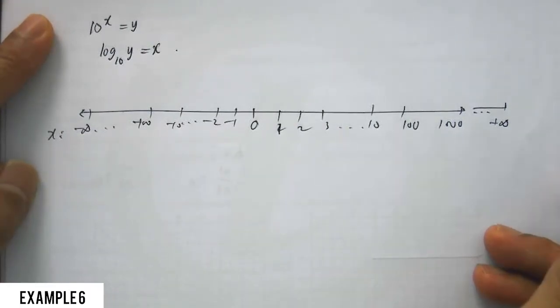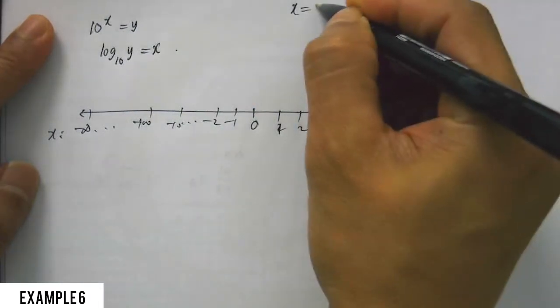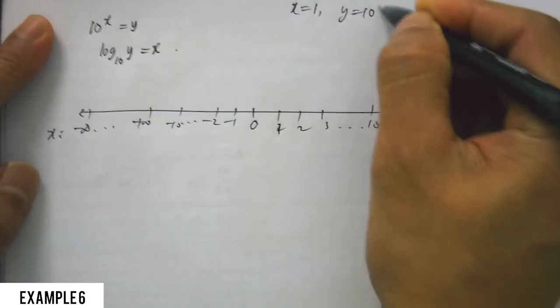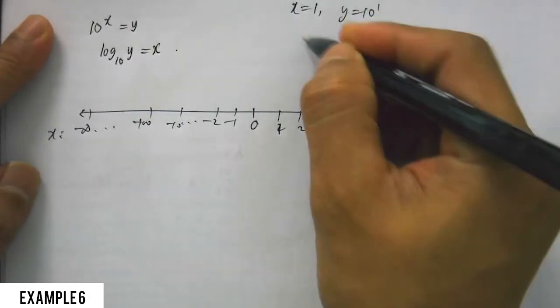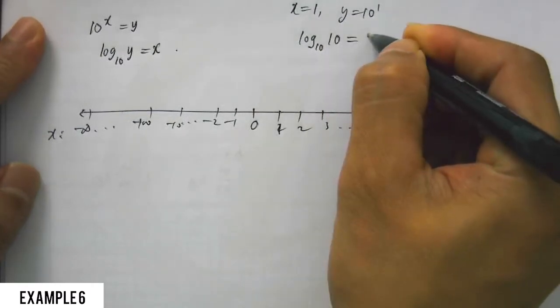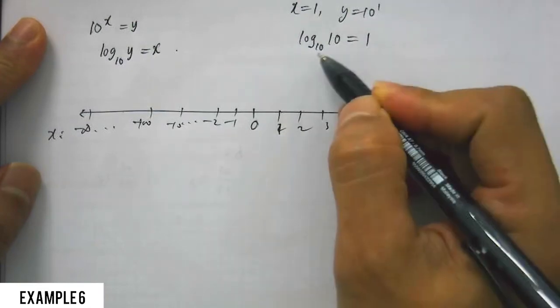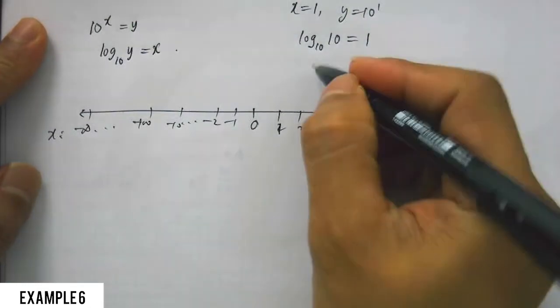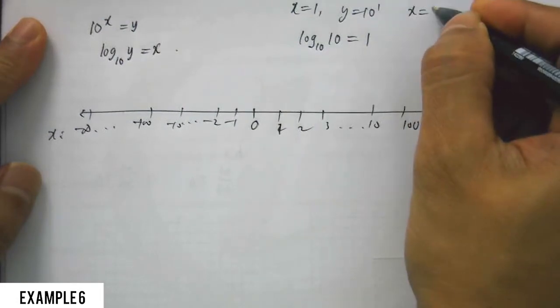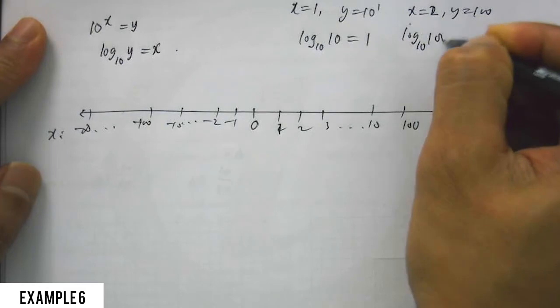So picture this, for different values of x, I'm going to sub in and find the values of y. For example, when my x value is 1, my y is 10 power 1, right? So the log base 10 of 10 is 1. If I write in logarithm form, this is what I'm getting, right? Understand? Now, if x equals, say, 2, your y will be 100. So log base 10 of 100, the result is 2.